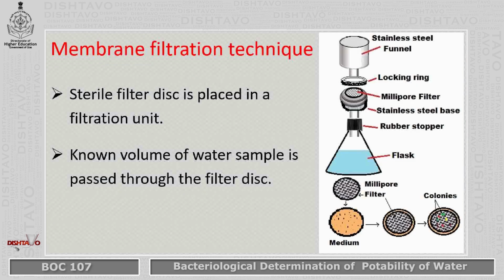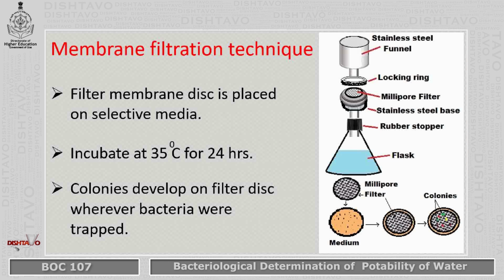Next is the membrane filtration technique. In the membrane filtration technique, a sterile filter disc is used and it is placed in a filtration unit. A known volume of water sample is passed through this filter disc. The bacteria which are present in the water will get trapped in this filter disc. This filter disc membrane is then taken out aseptically and placed over a medium. The medium supplies nutrients for the growth of the bacteria on the filter disc, and the bacteria start growing on the filter disc, forming colonies, which can be studied later.